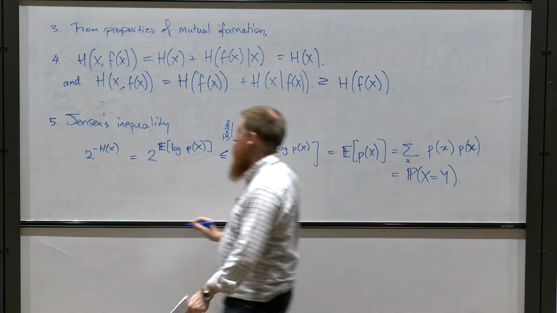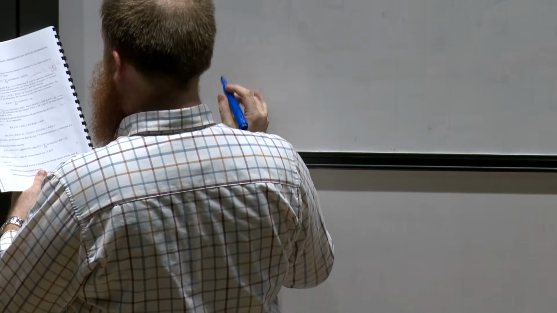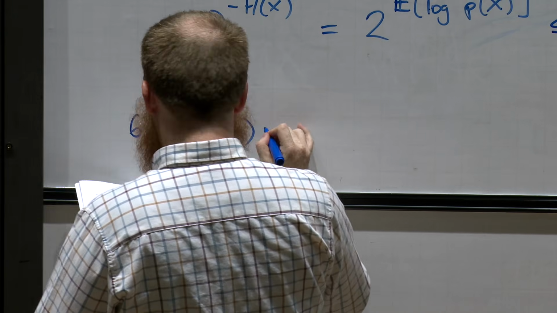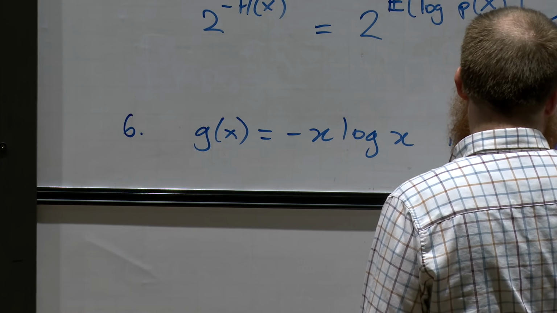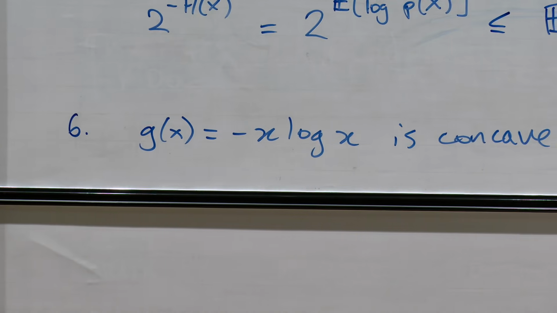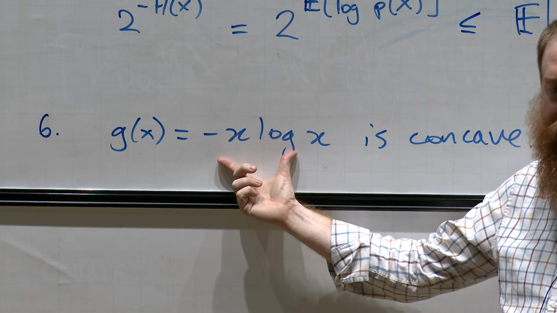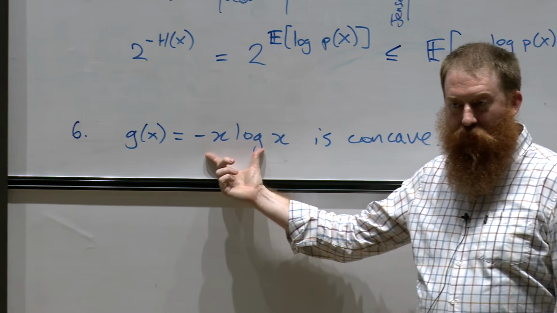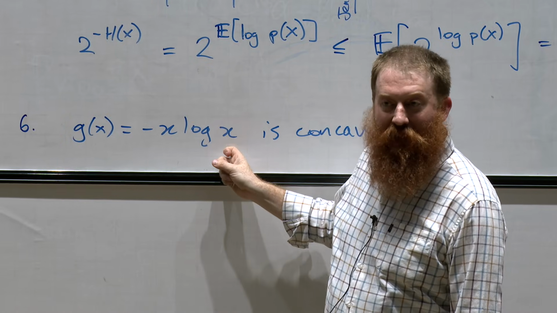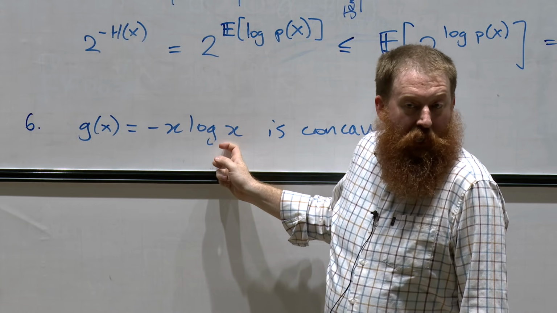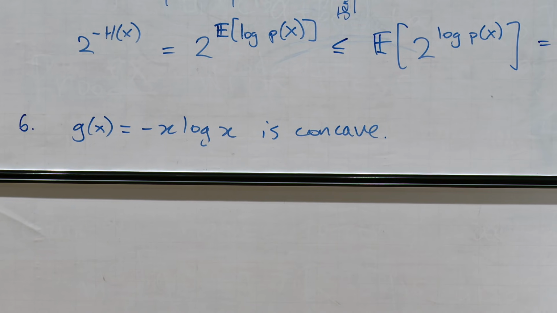And finally, 6. If I write g of x is minus x log x, this is concave. And I'm just adding things like this together, and the sum of concave functions is a concave function. So when I write out the sum, I apply this to each of the terms in the probability and add them together, that's now a sum of concave functions. All right, so there's these properties.